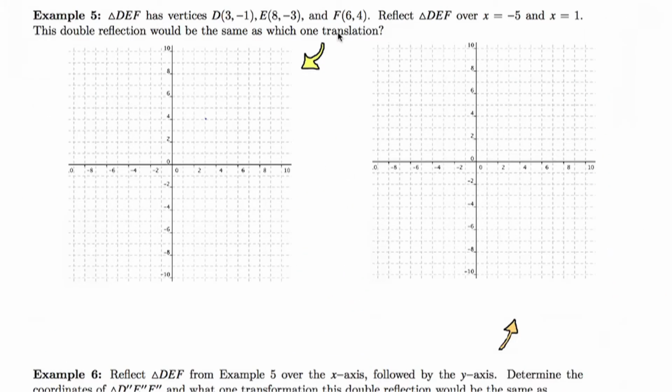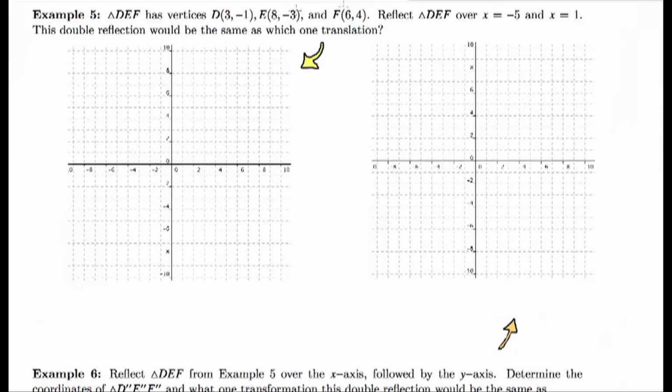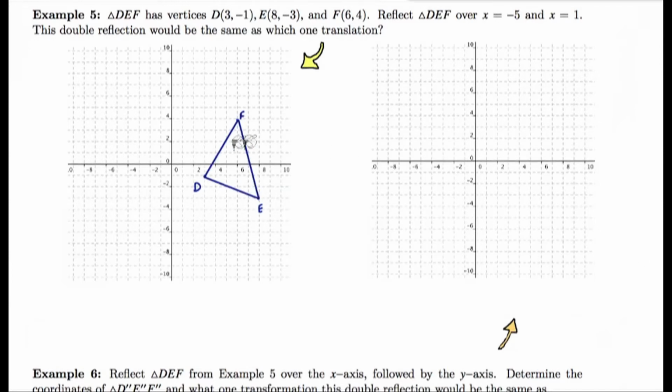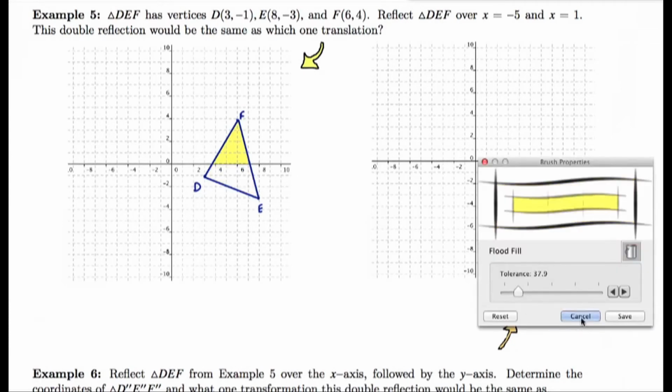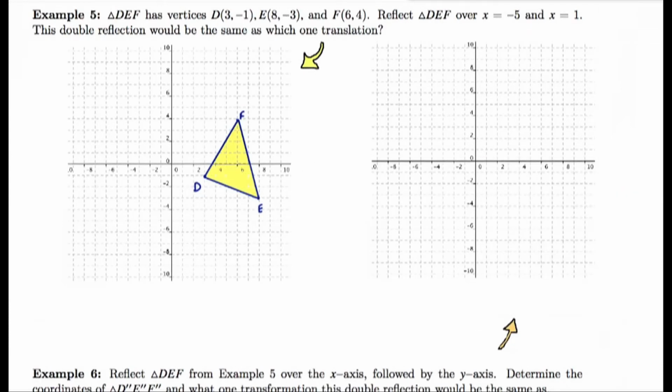So example 5, triangle DEF has vertices D, E, F. There they are written there, so I'm going to plot them: (3, -1) for D, (8, -3) for E, and F is (6, 4). I'm going to do a double reflection here, first over x = -5, and then x = 1.